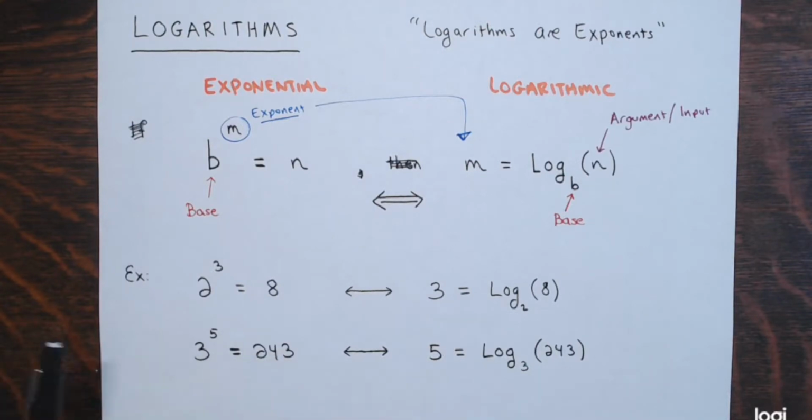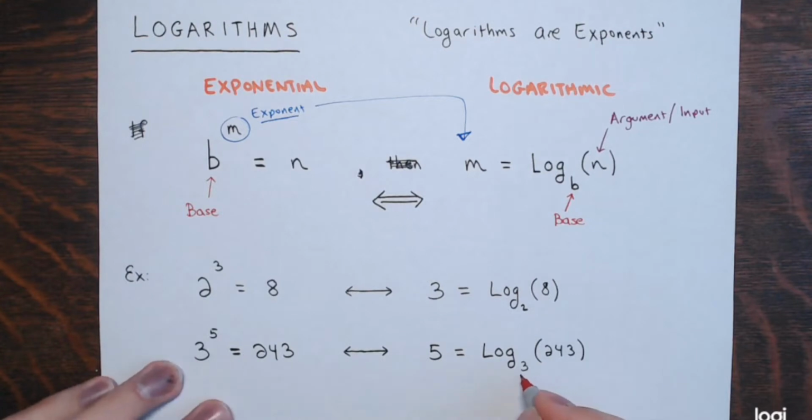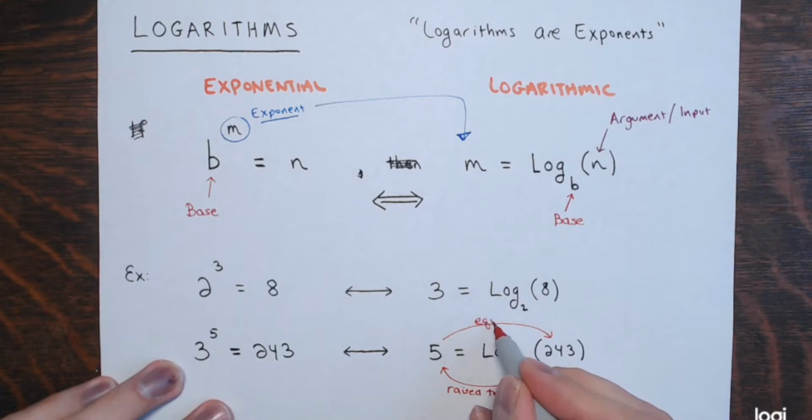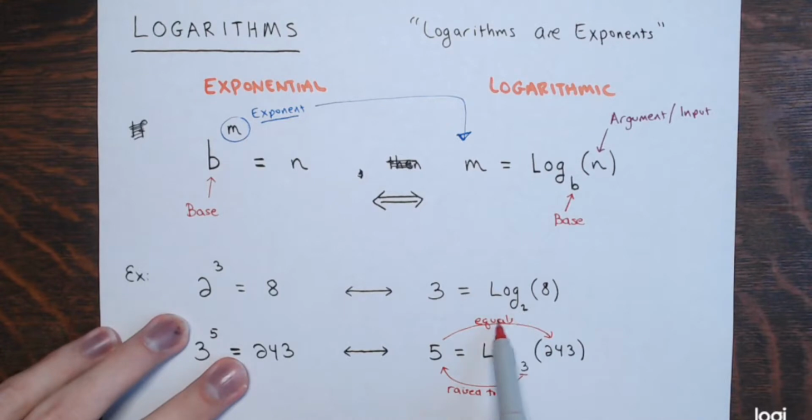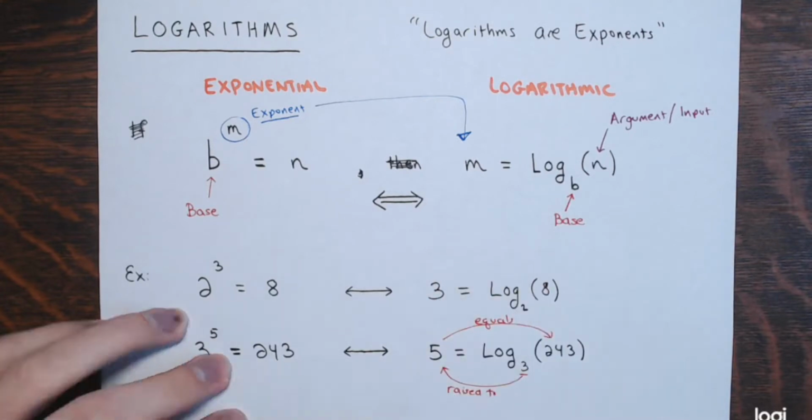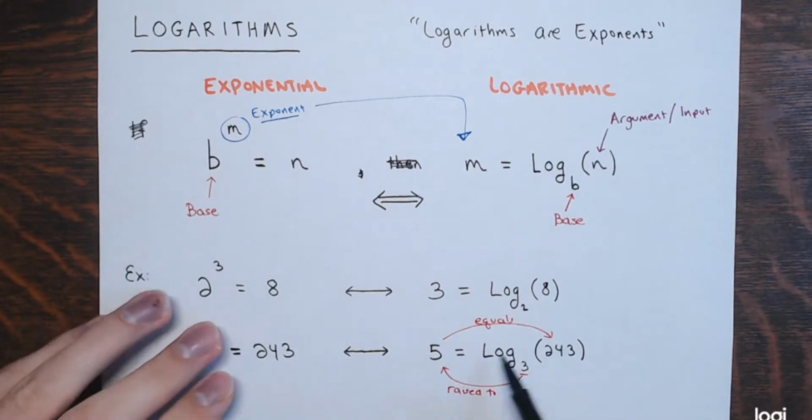And sometimes I've seen people draw this kind of stuff up where you have the base raised to the 5th power and then equals the argument here, equals the number inside. Same thing here, 2 to the 3rd power equals 8. So I'll do one more like this.